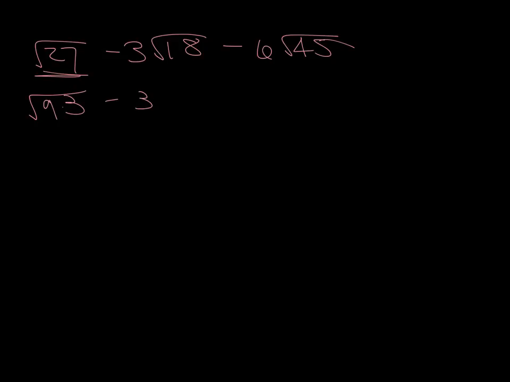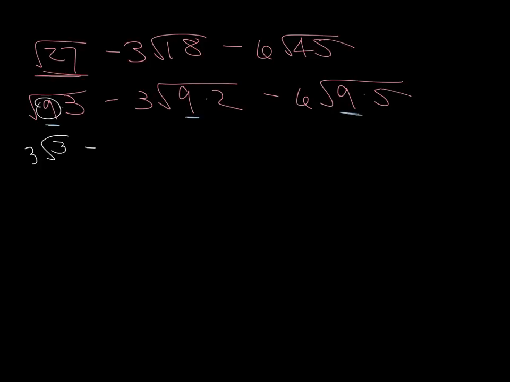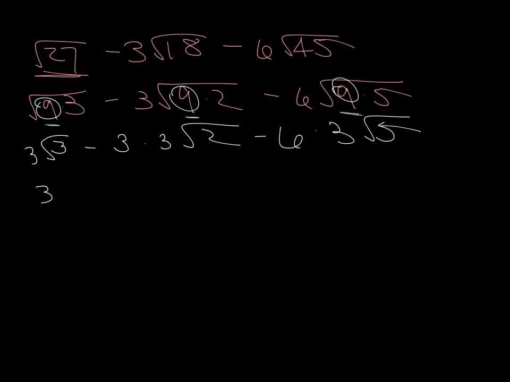Okay, square root of 18. Square root of 45. So notice what I did there. When I pulled things out, I made sure that I could have the square root of one of those terms that I'm multiplying. Alright, so that gives me 3 square root of 3, square root of 9 is 3, 3 times square root of 9 is 3, minus 6 times square root of 9 is 3. Alright, so let's combine.